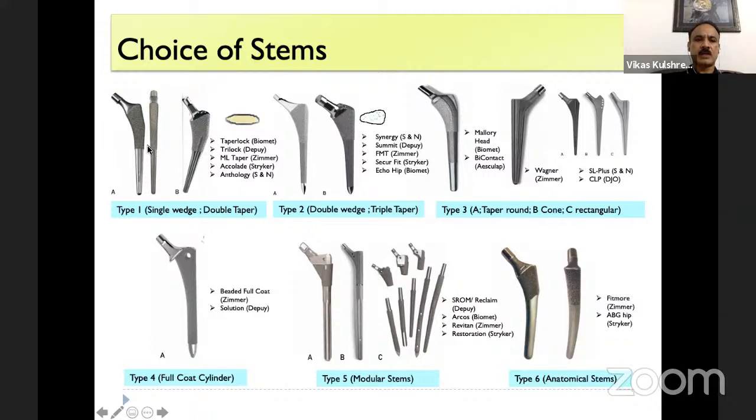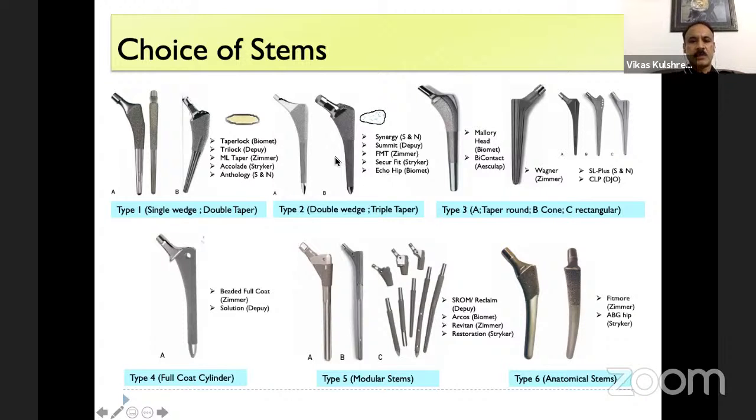So this is a modern taper design, which is the most popular one. Earlier, the one which came in first was the Biomet Taper-Lock. And gradually every company has its design in the market. Zimmer has the M/L Taper, Stryker has the Accolade, DePuy has the Tri-Lock, and Smith & Nephew still have to launch their Anthology in our country. So these are the modern taper wedge stems, which would be used by most of the youngsters when they start doing their uncemented hips. We'll go to each one's technique a little later.